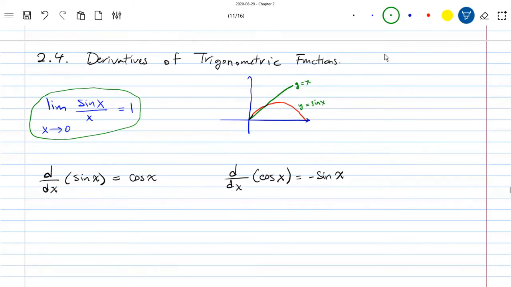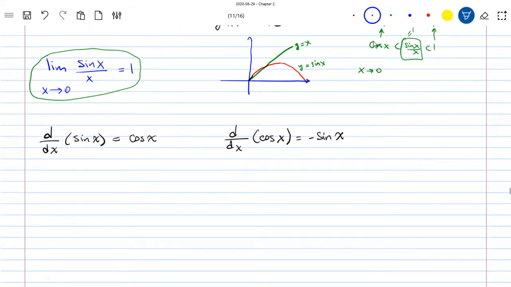Again, you can see the proof in the textbook. It's geometric. It's basically a squeeze theorem. They will show that cosine x is less than sine x divided by x, which is less than 1. And as x approaches 0, the left side becomes 1, since cosine of 0 is 1. The right side is 1. So the only possible way that sine x divided by x is between 1 and 1 is if this limit equals 1. This is the idea for the proof. Since the subject for this section is the derivative of trigonometric functions, I don't really need to get into the geometric part. I just wanted to mention it.